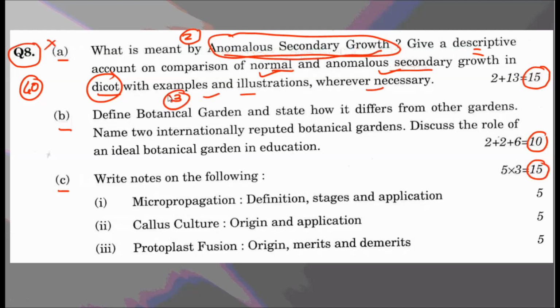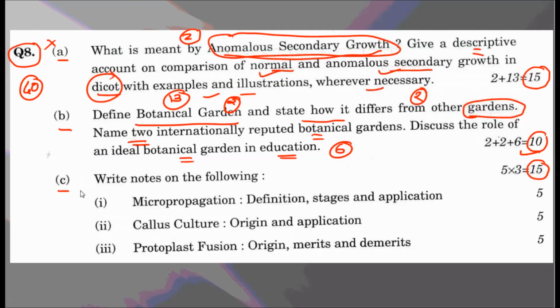All right. In the second sub question, they ask define botanical gardens. Firstly, you have to define the botanical gardens. Then state how it differs from the other gardens. That how botanical gardens are differ from the other gardens. For just defining the botanical garden, you will get the 2 marks. And how they are differ from the other botanical gardens, for this you will get the 2 marks more. And then in the last part of the question, you have to name 2 internationally reputed botanical gardens and discuss the role of an ideal botanical garden in an education. For this, you will get the rest 6 marks, making total to the 10.